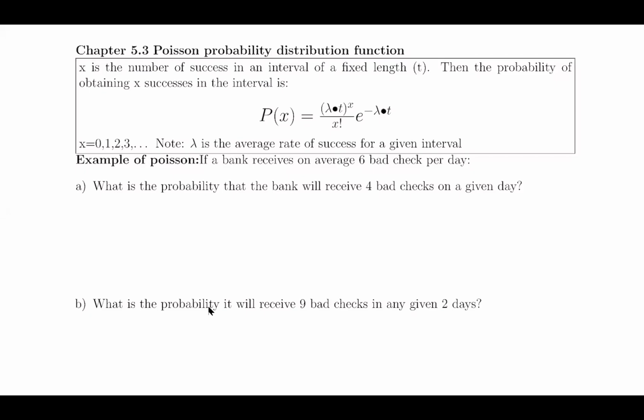So the Poisson distribution is a little bit different from the binomial distribution, because for the binomial distribution, you're focused on how many experiments they are doing. If you remember, for the binomial, you're focusing on n many trials. For the Poisson distribution, you're not focused on n many trials. You're focused on a time period, a fixed length, which is t.